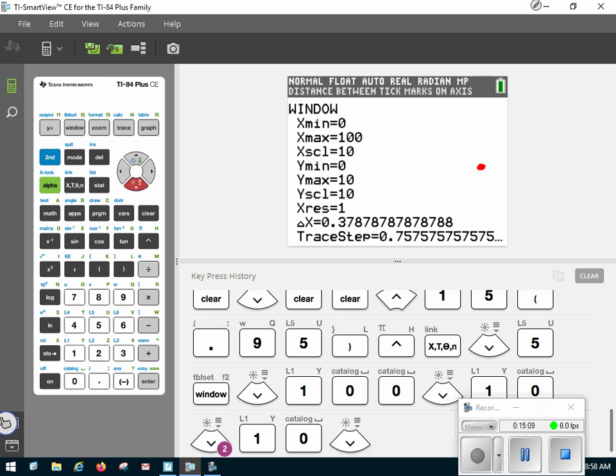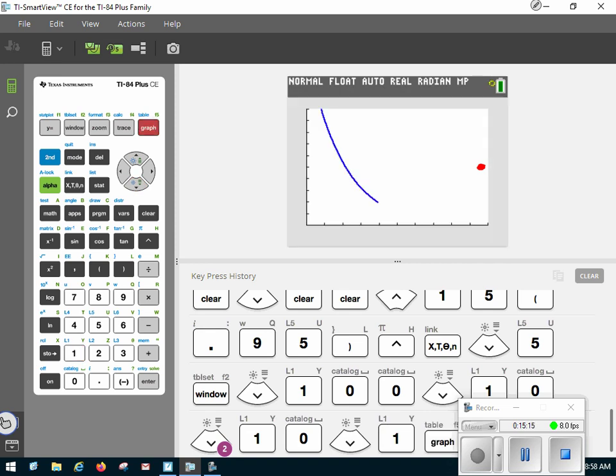We're going to count from 0 to 10 and put tick marks every one. You can do 2, yeah. There we go. That's pretty. Oh, that went right through a little bit there. Find the intersection.